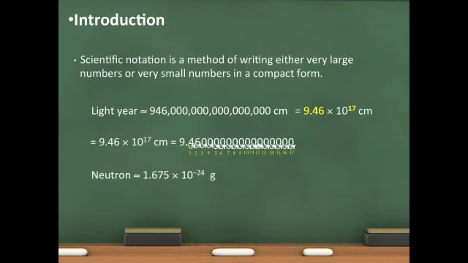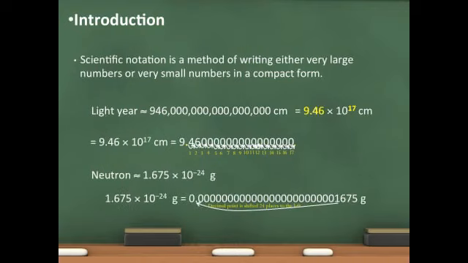The mass of a neutron is approximately 1.675 times 10 to the power of negative 24 grams. This can be written in standard form by moving the decimal point 24 places to the left.